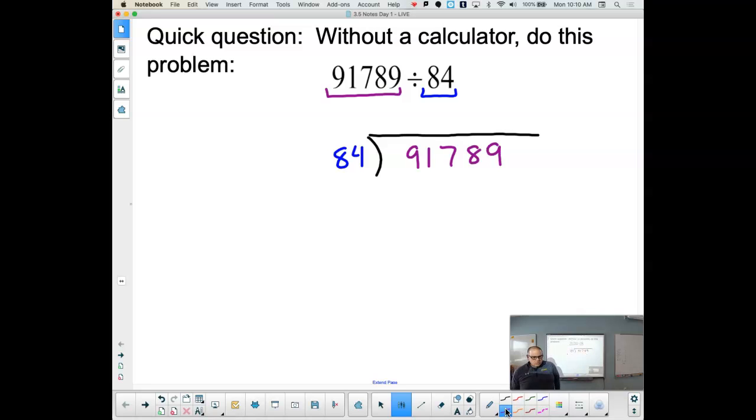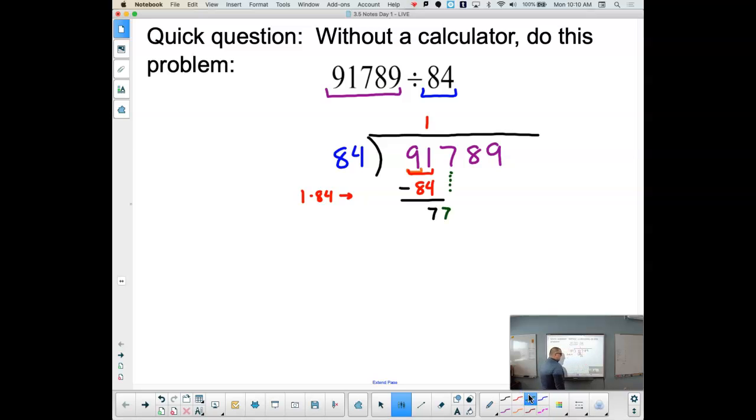And then we look and we see, how many times does 84 go into 9? The answer is none, so we skip over that one. Then how many times does 84 go into 91, and that's 1 time. So we do 1 times 84, and we put that there, and that's 84. And then we subtract, and that gives us 7.